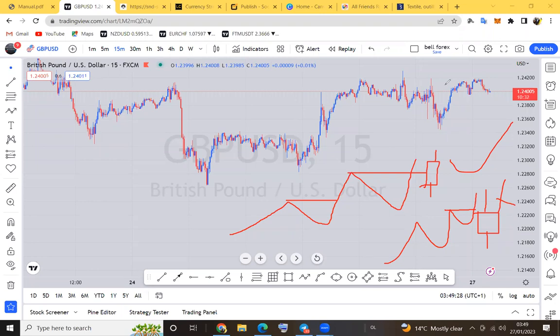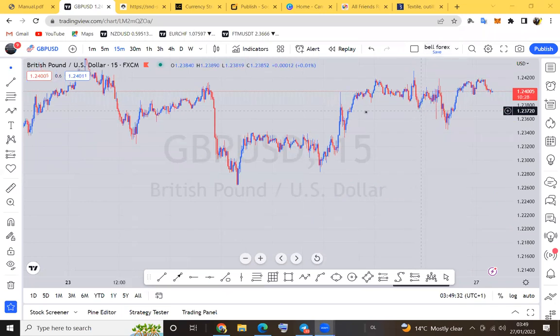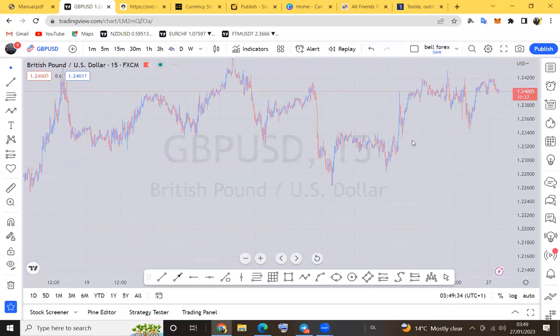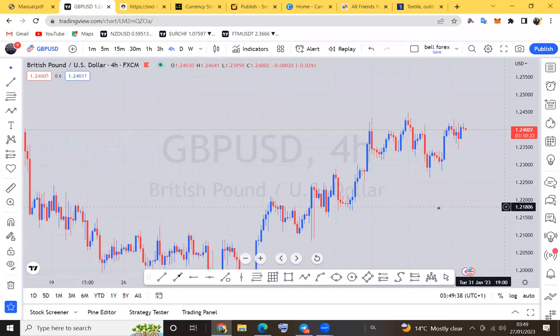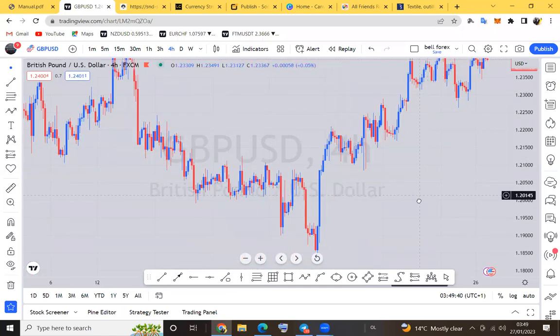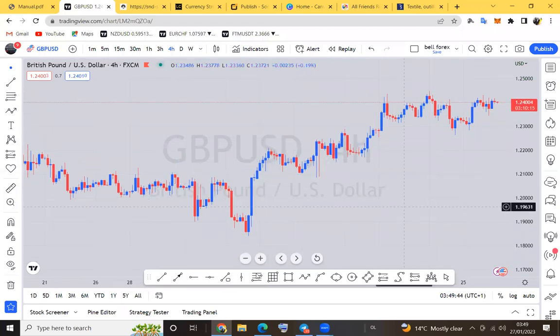Let's go to the next. Now that you know about market structure and break of structures, let's do a practical example here, and you will see how it can be done. So let's do a practical example on this chart, starting from demarcating our structure here.